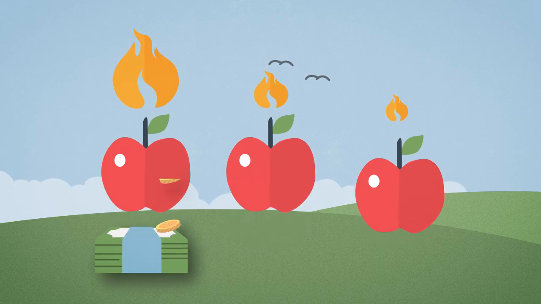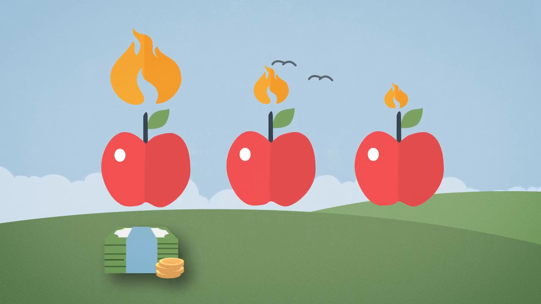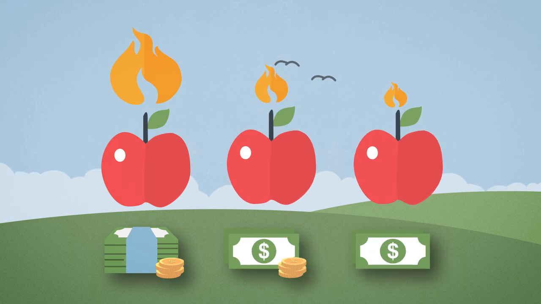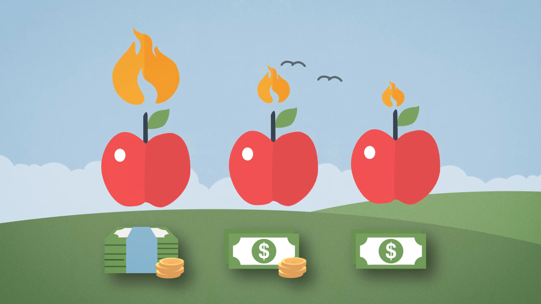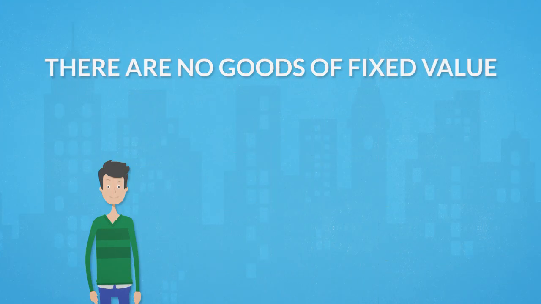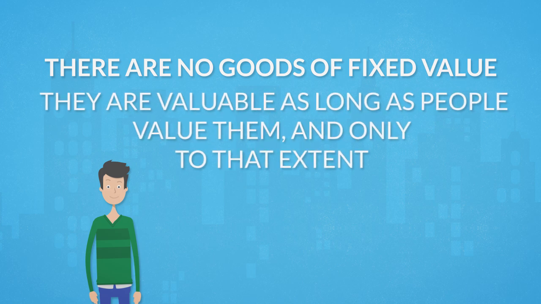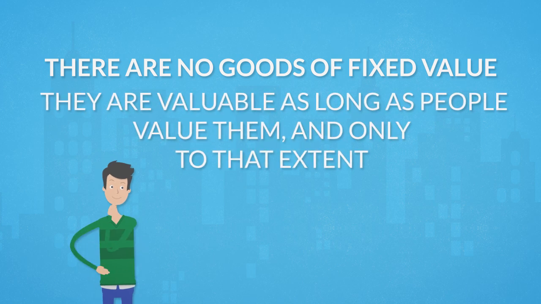The first one was a priceless necessity needed to avoid starvation. The second one was merely a pleasurable snack. With each consecutive apple, its worth fades away in your eyes. There are no goods of fixed value. They are valuable as long as people value them, and only to that extent.